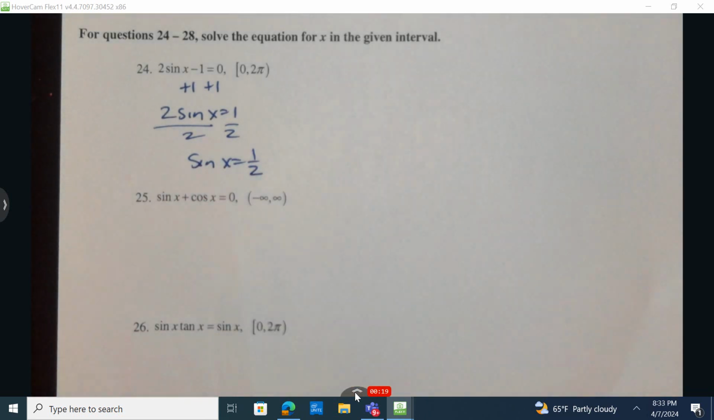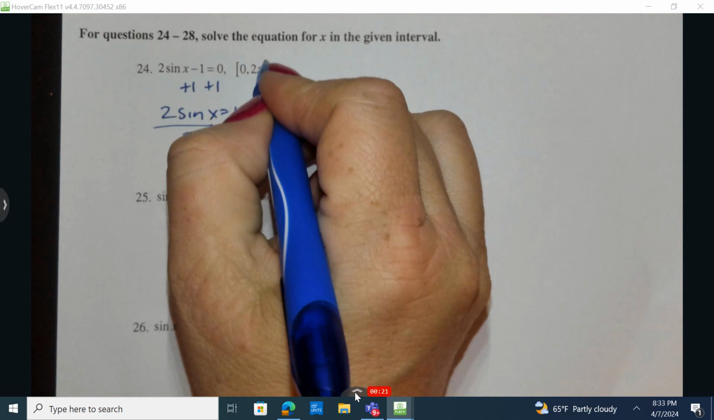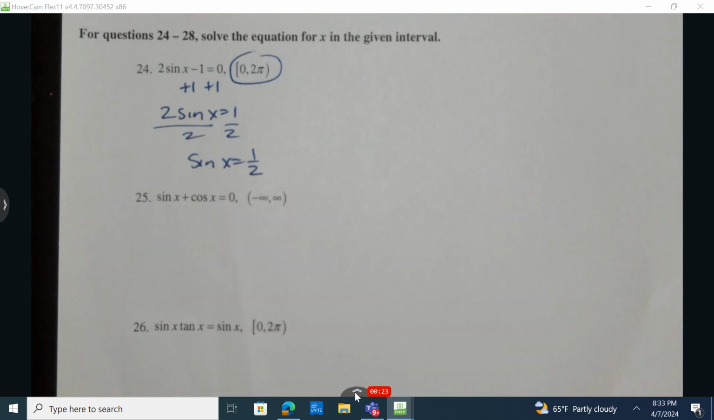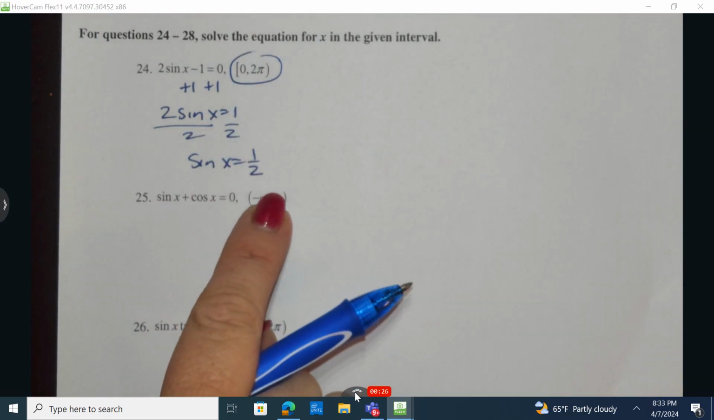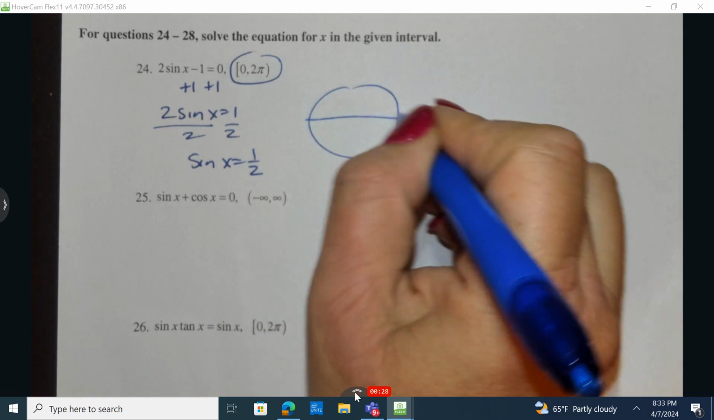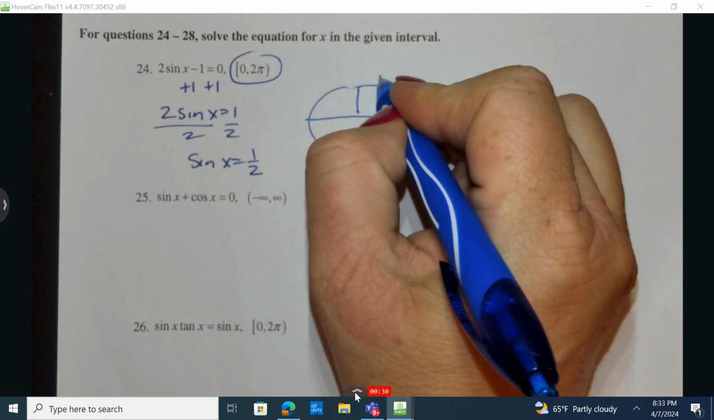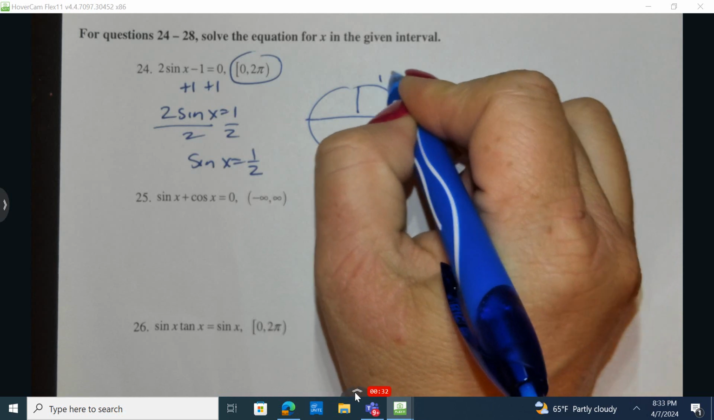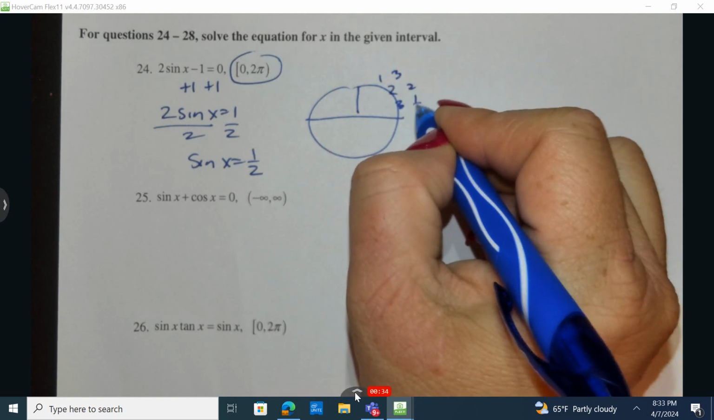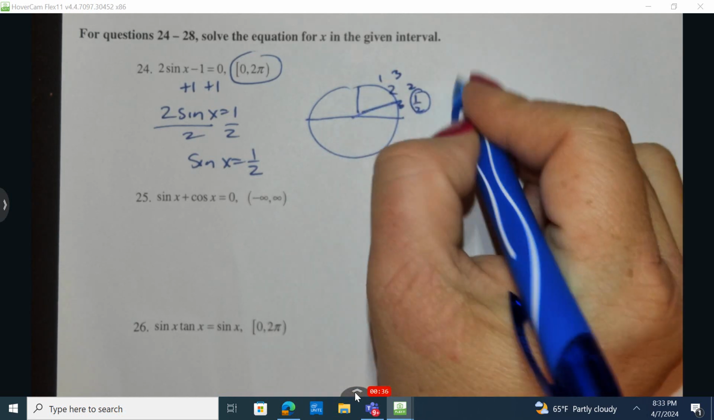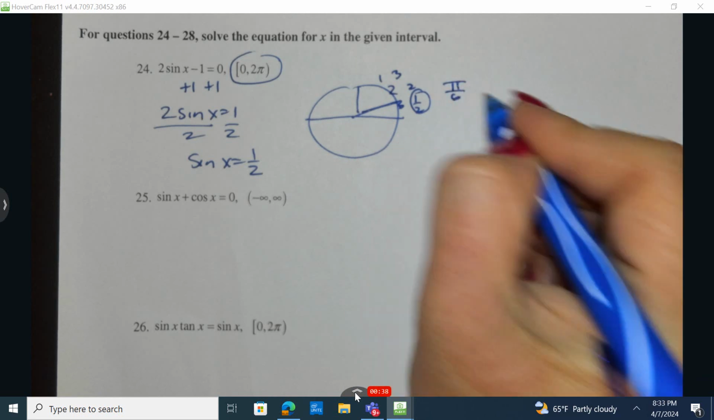So now we need to determine all the values for x in this specific interval for which the sine of x equals 1/2. When I think about reference angles, I have 1, 2, 3, 1, 2, 3. So sine is the second number. That means I have a reference angle here of 30 degrees or pi over 6.